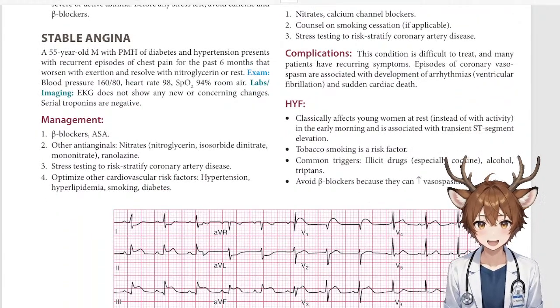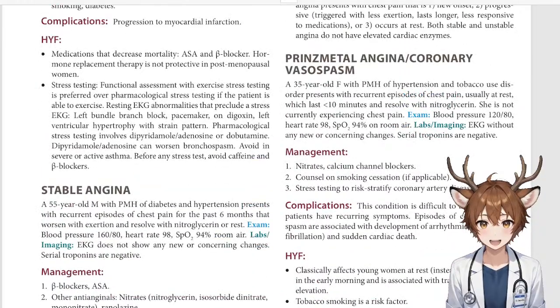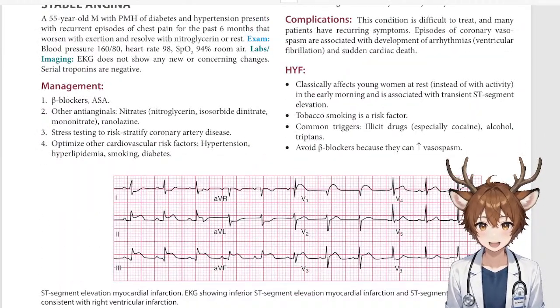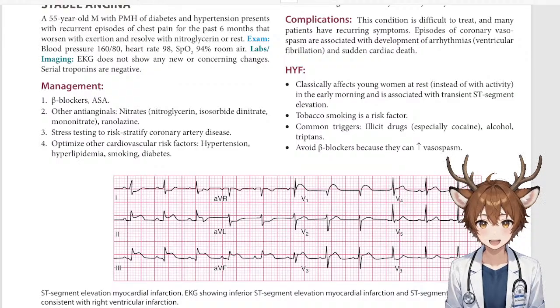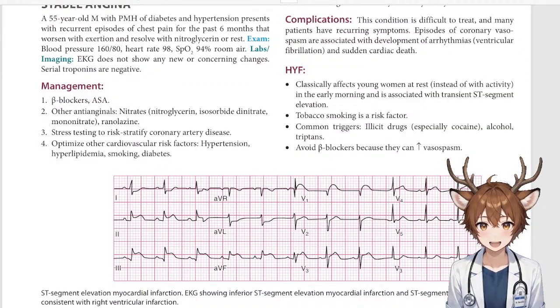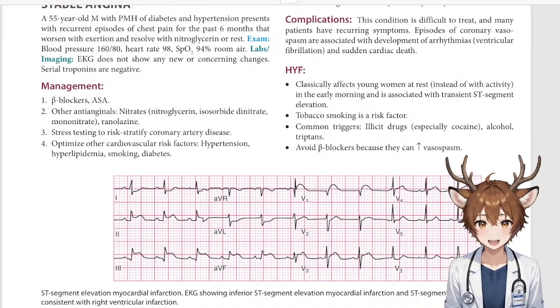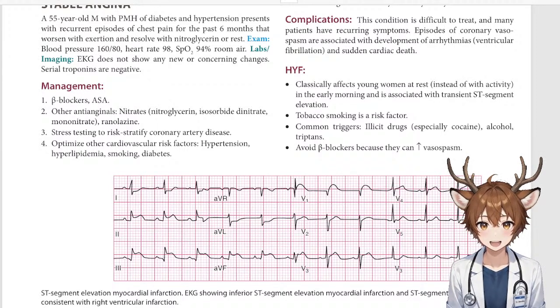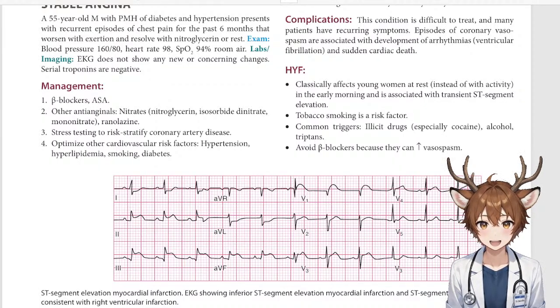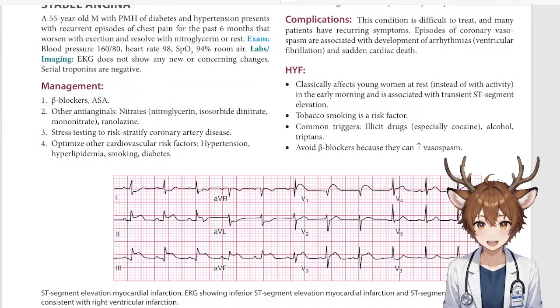High yield Prinzmetal angina facts. It's called Prinzmetal, but it's also called coronary vasospasm, which gives you a little bit more information about what's going on. Some high yield facts: it classically affects young women at rest instead of with activity, in the early morning, and is associated with transient ST segment elevation. Tobacco smoking is a risk factor. Common triggers would be illicit drugs, especially cocaine, alcohol, and triptans. Avoid beta blockers because they can increase the vasospasm.